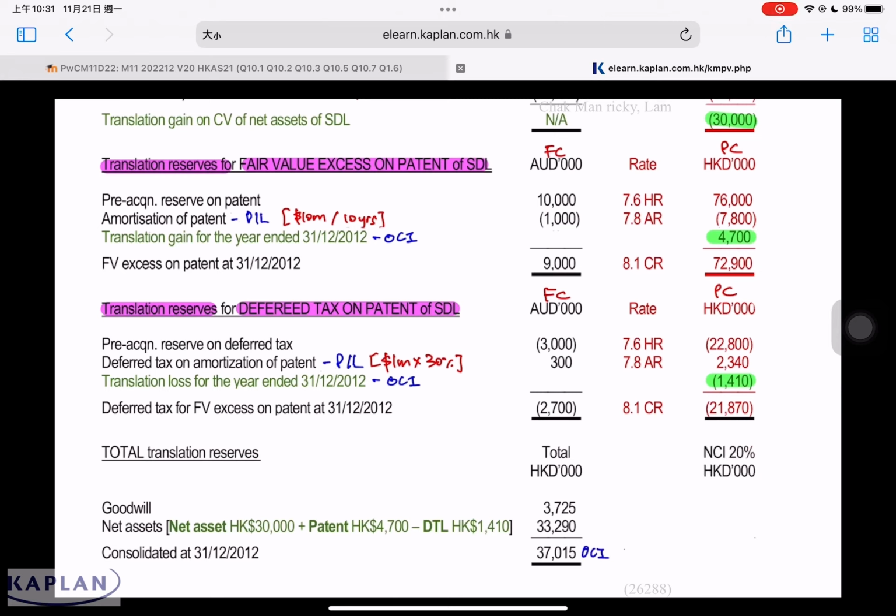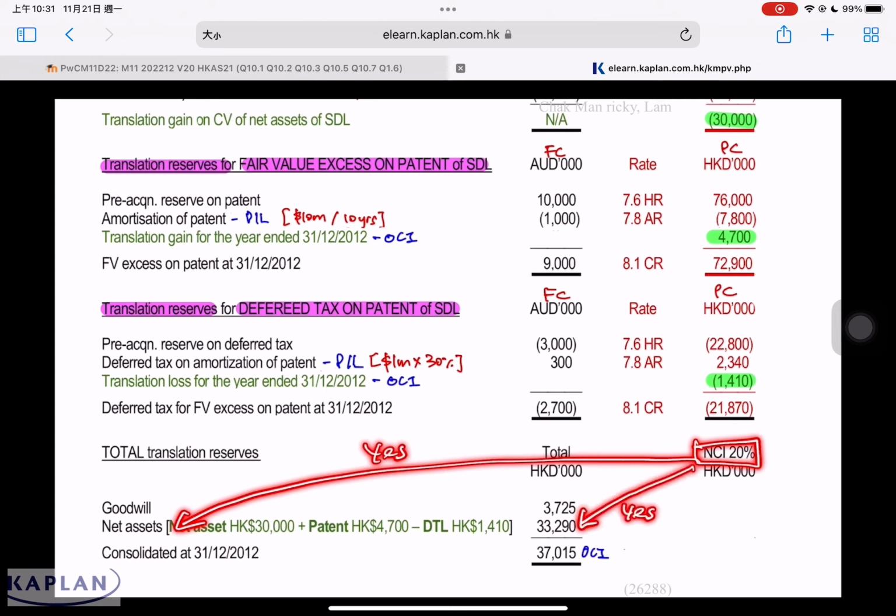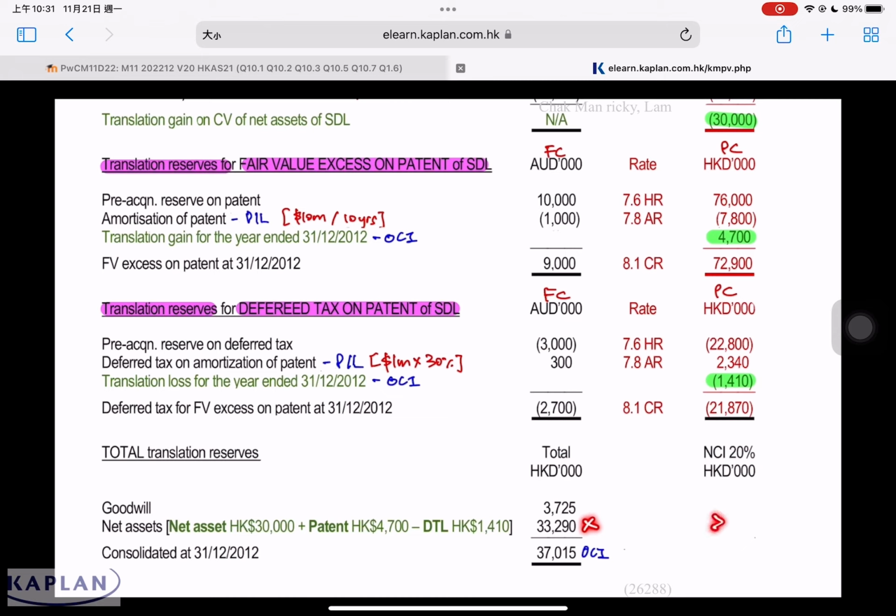How much do we let NCI share? 20%. NCI always shares the net assets of the subsidiary, so NCI will share the translation differences of the net assets of the subsidiary. NCI will share 20% of this amount. 33,290 multiplied by 20% is equal to 6,658.